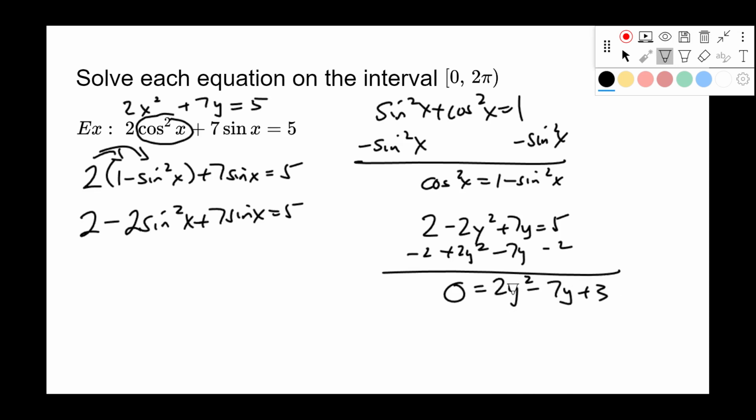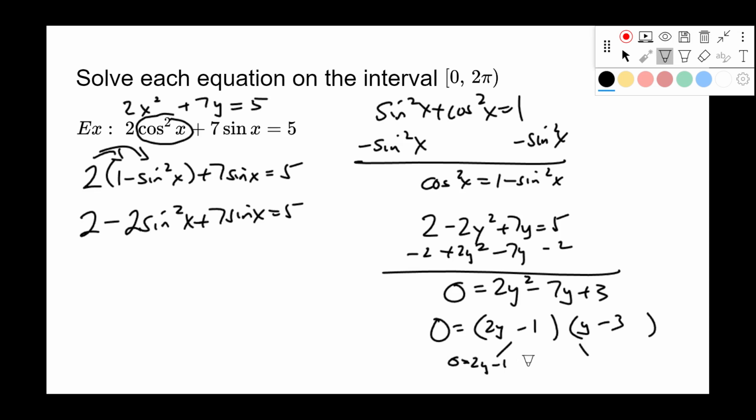Okay, now I got to try to factor this. 2y squared minus 7y plus 3. It's AC, slide and divide, or guess and check, one of them. I use guess and check, but you could do slide and divide or AC, whatever makes you happy. 2y and y. I need to make this a negative 3 and a negative 1, because that's negative 6y, that's negative 1y, that's negative 7y. Negative 1 times negative 3 is positive 3. So that works. Good.